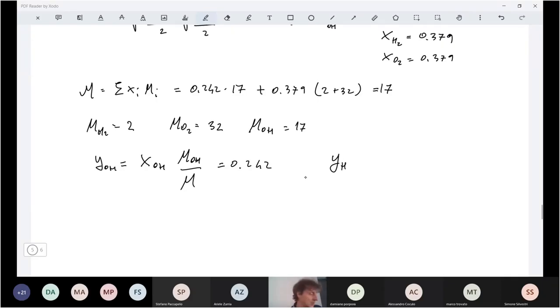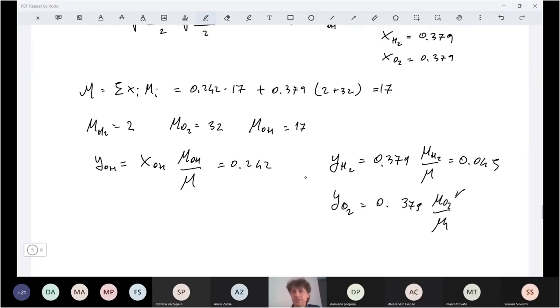Whereas this is not the case, of course, for YH2, which is 0.379, this is XH2 over M, and it becomes 0.045. So in mass, of course, there will be less hydrogen, which is lighter. This is, of course, 32, this is 2, this is 17. 17.242, and the result is 0.713. So in mass we have quite more oxygen than other species, as this is not the case in terms of moles, because the lighter species occupy more volume.